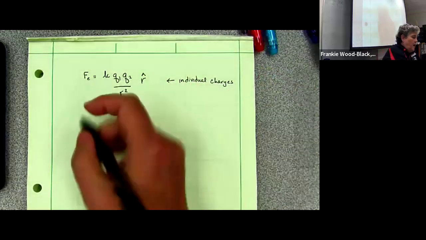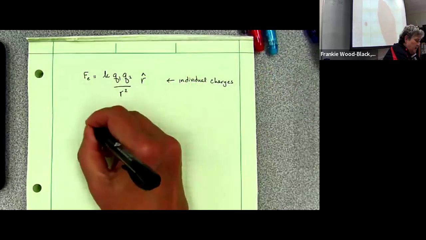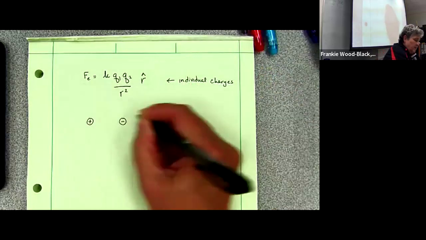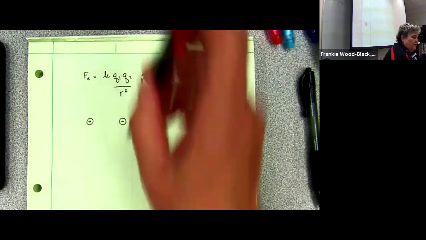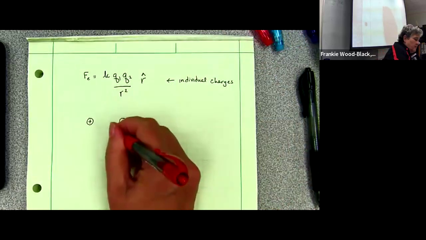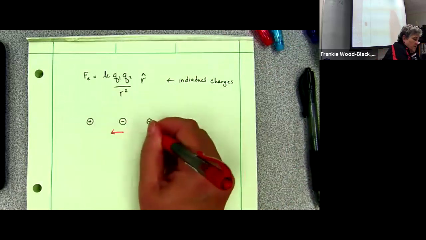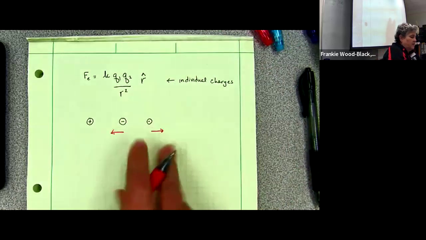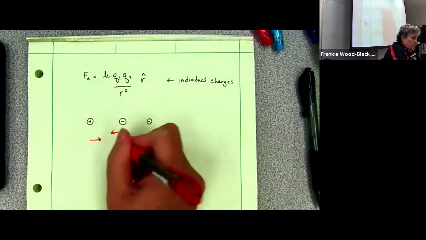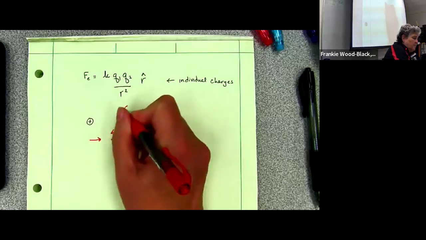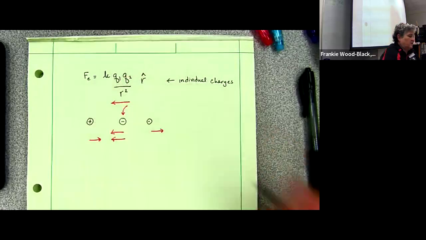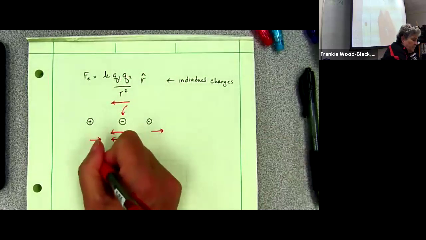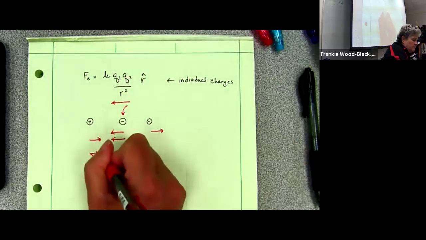And we looked at problems where we had a positive, a negative, and I'll do a negative. And if I wanted to look at the force on this one, these two are going to repel each other. These two are going to attract each other. So if I'm looking at the force on that one, we know it's going to go in that direction. And we could play with our sum of our forces.